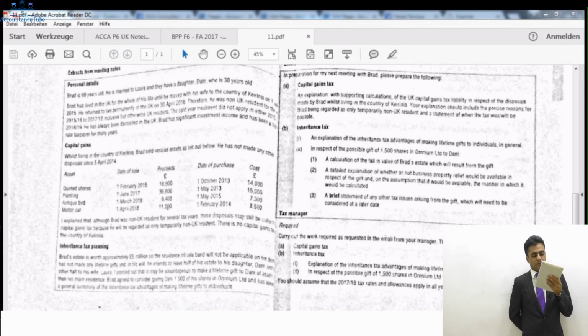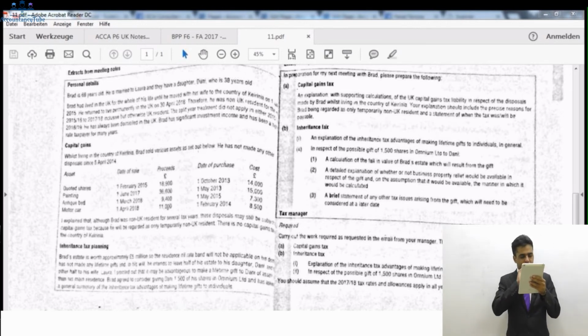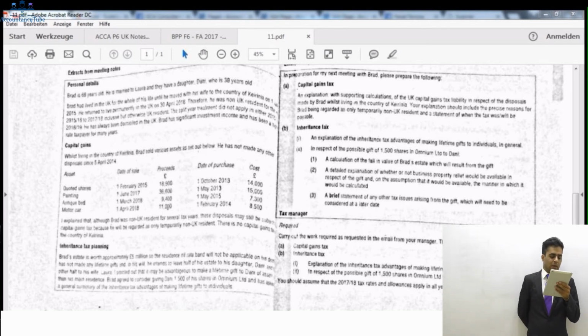I don't know which month, as this information is missing in my exam kit, so you just have to check. It's the 1st of whichever month, 2015. Then it says that he returned to live permanently in the UK on 30th of April 2018. So he left the UK in 2015, then he came back to live in the UK permanently on 30th of April 2018.